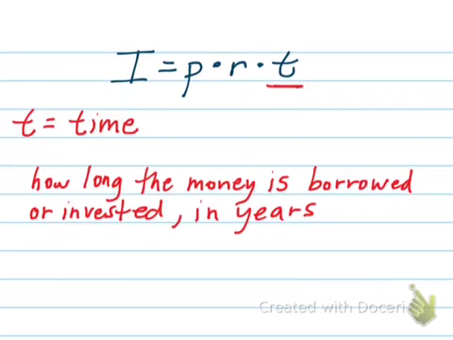Next is T, which stands for time. How long the money is borrowed or invested, and its time is usually in years. So for example, in the word problems coming up, you'll see very directly like 8 years or 2 years. If it's in months, you have to convert that into years.